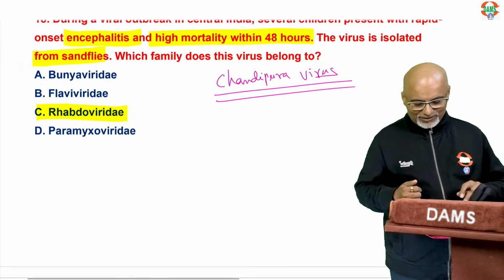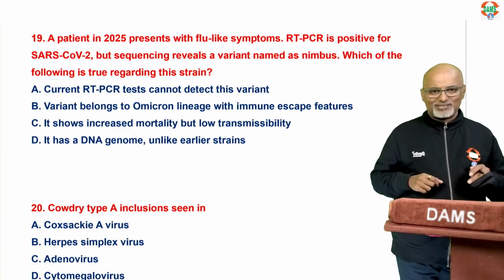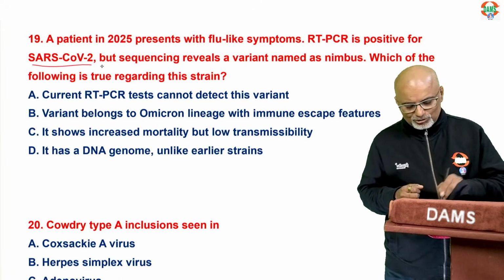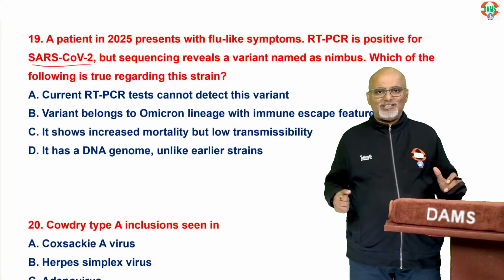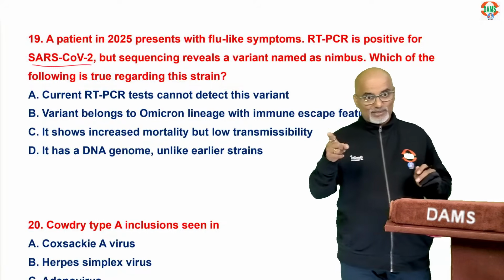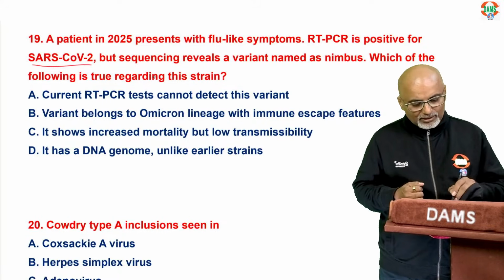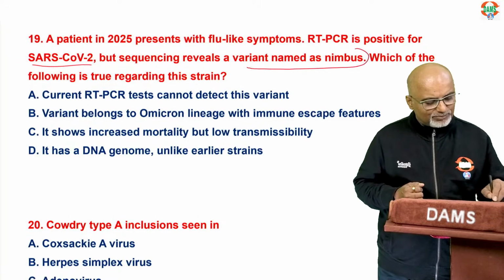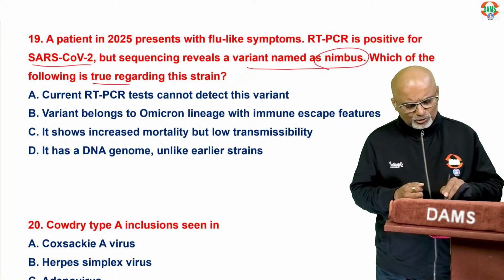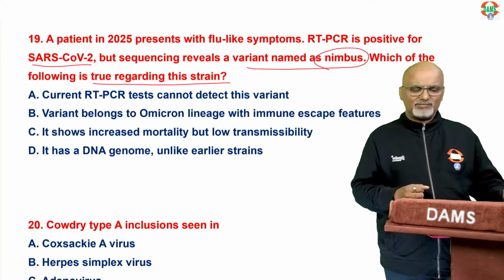Next, a patient in 2025, latest update, presents with flu-like symptoms. RT-PCR positive for SARS-CoV-2. COVID-19 returns. Now, you have the exam in 2 months, so you may get a question on this. That is my assumption, so I ask one question on this. Sequencing reveals a variant named Nimbus. Which of the following is true regarding this strain?